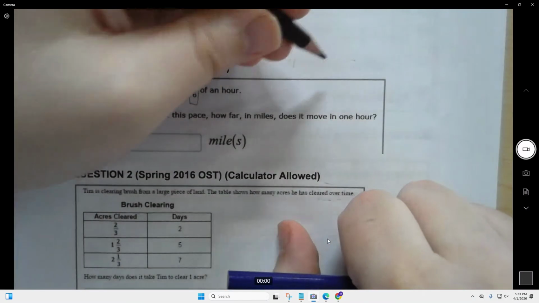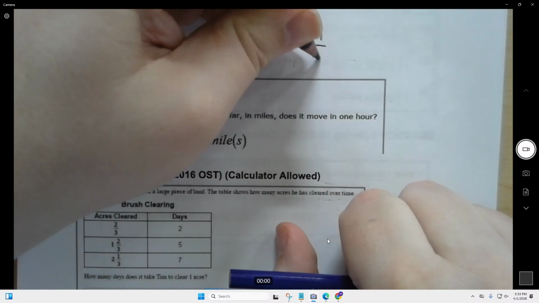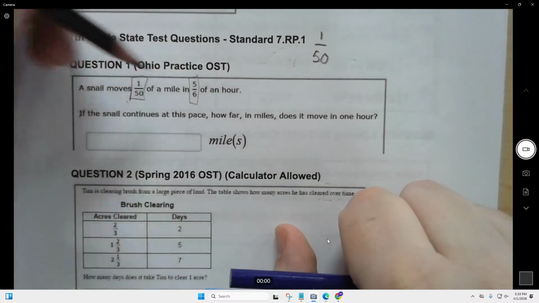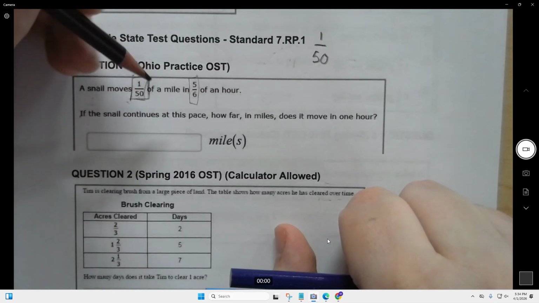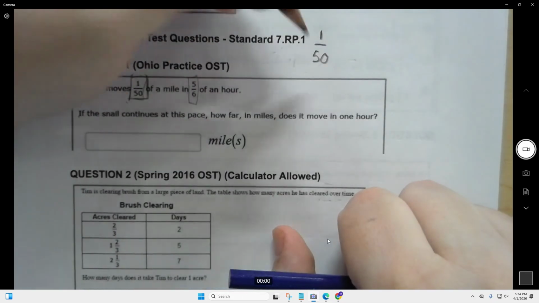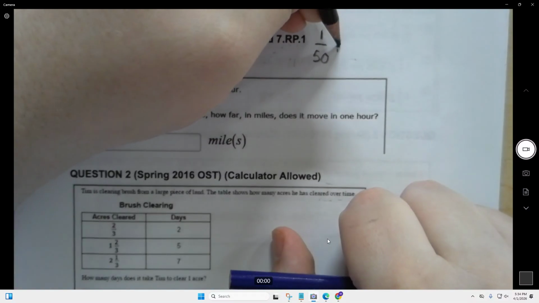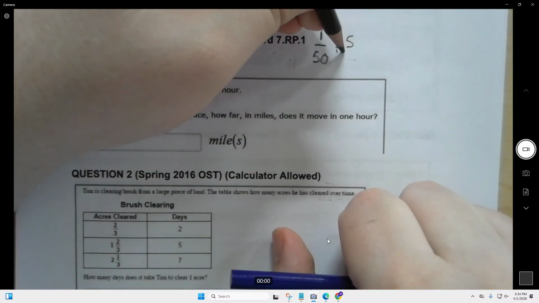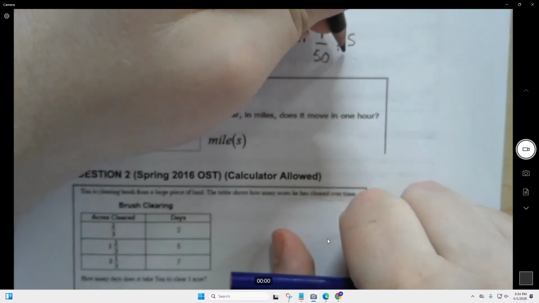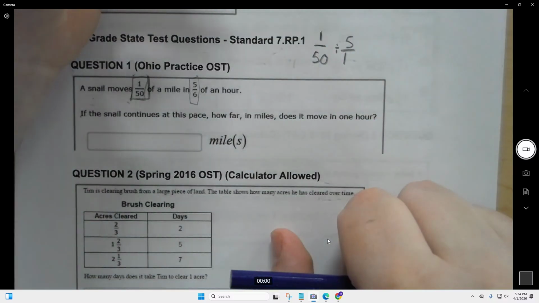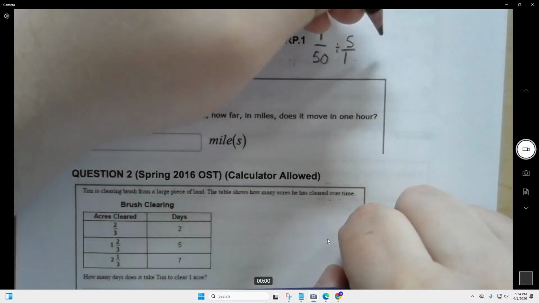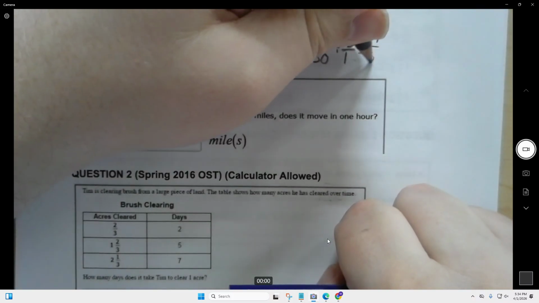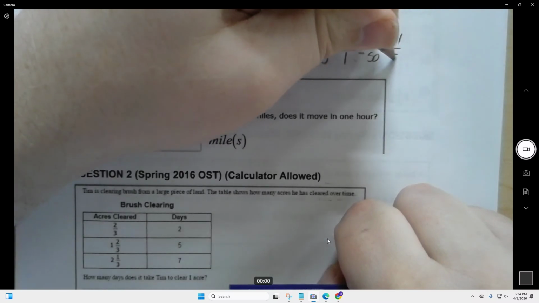So what we're going to do first is figure out how far it moved in 1/6 of an hour. To do that, we need to take how far it went in 5/6, which is 1 over 50, and divide that by 5. Now, remember when we're multiplying and dividing fractions by a whole number, you put the whole number over 1. And then remember, when you're dividing fractions, you do keep, change, flip. Okay? So this becomes 1 over 50 times 1 over 5.